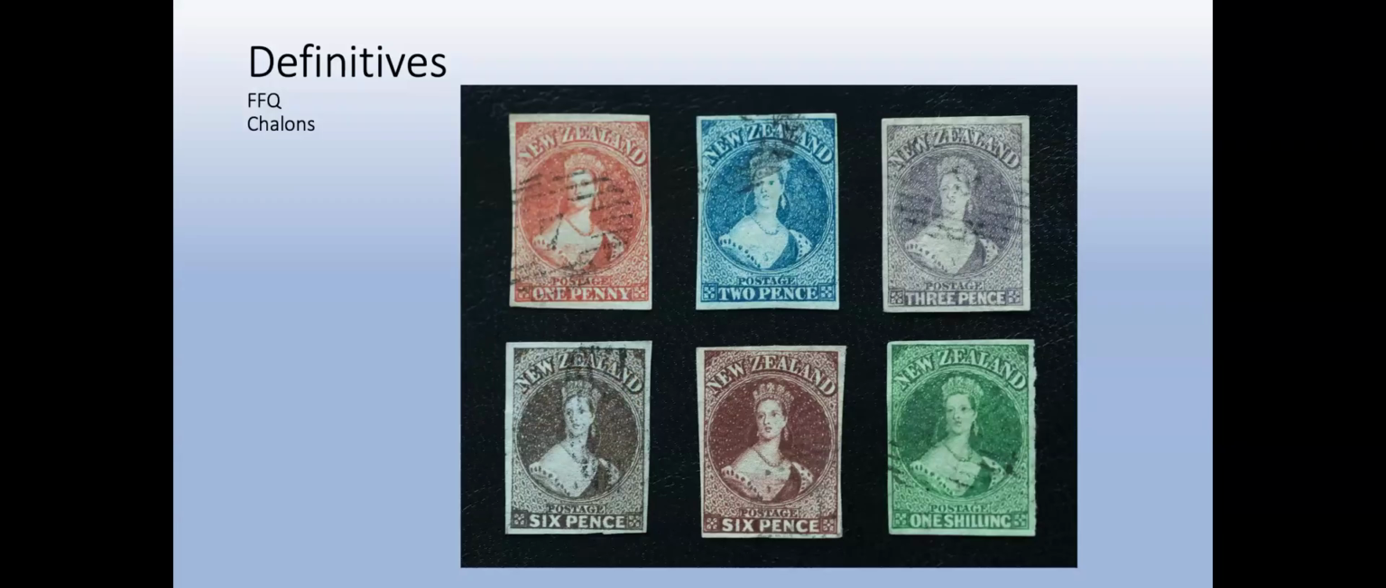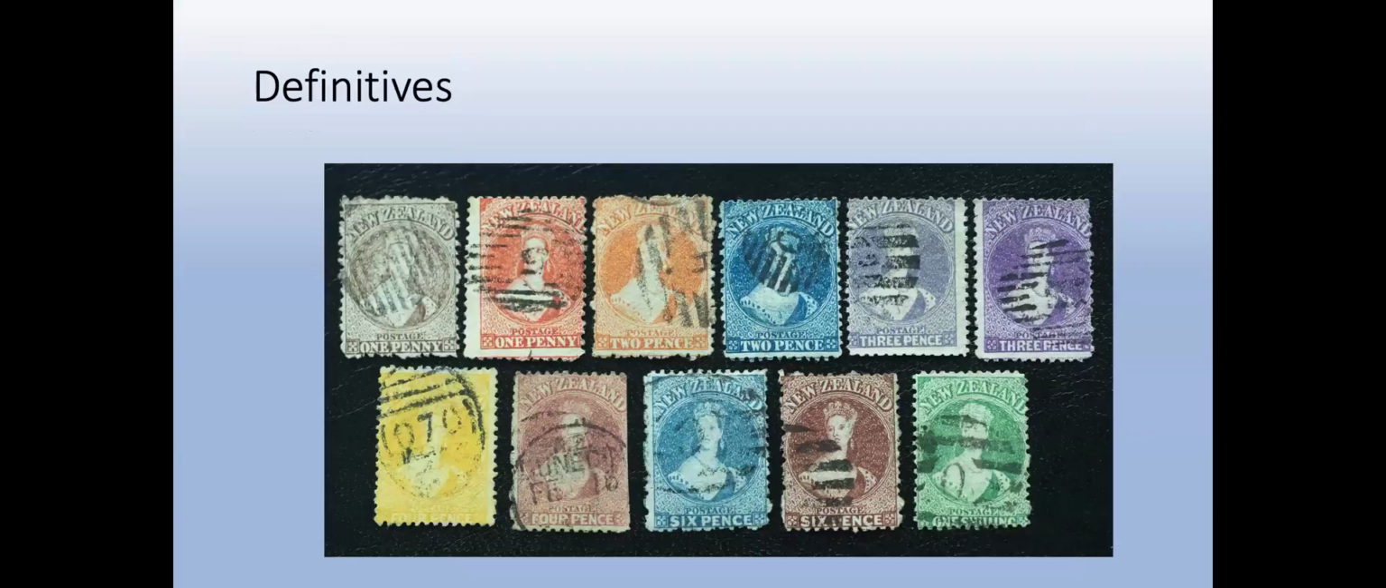Here's a simplified issue of the New Zealand Chalons. And a little later, these same stamps were perforated, and there's a simplified set of them there.